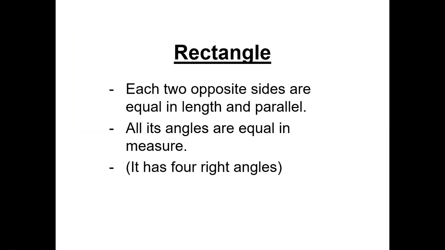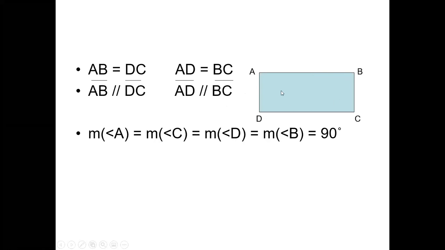In the rectangle, each 2 opposite sides are equal in length and parallel, like the parallelogram. The second property, all its angles are equal in measure because it has 4 right angles. For example, this rectangle A, B, C, D. Each two opposite sides are equal in length. The length of AB equals the length of CD, and the length of AD equals the length of BC.